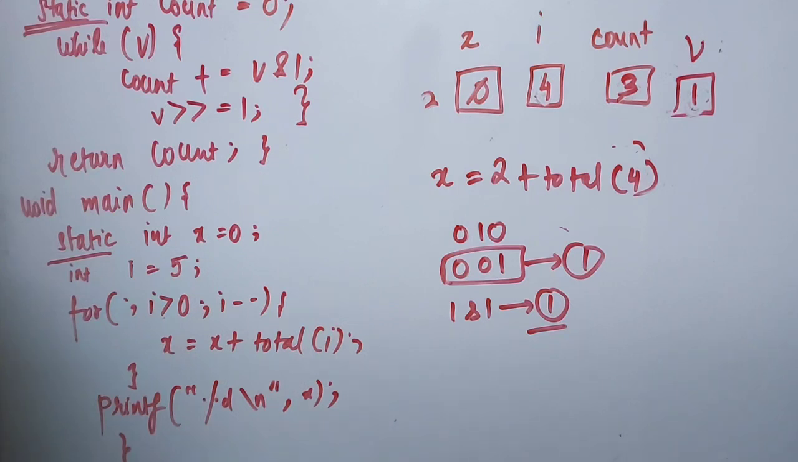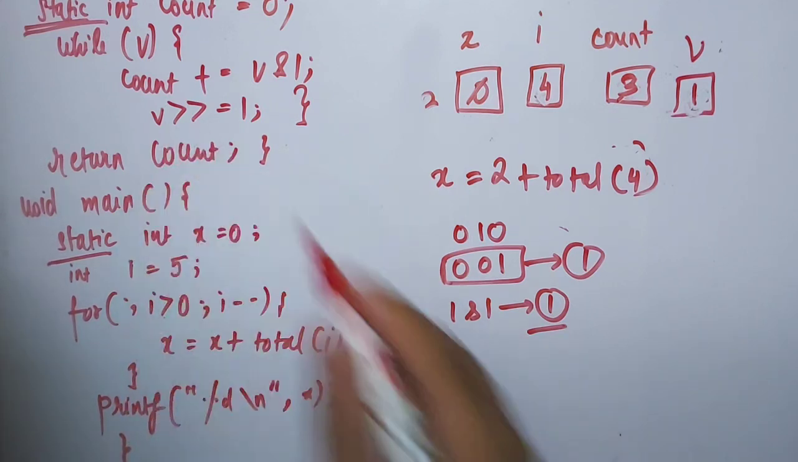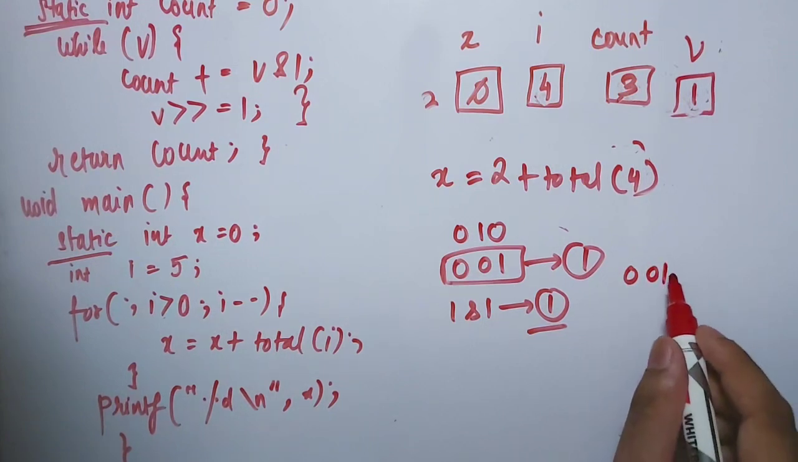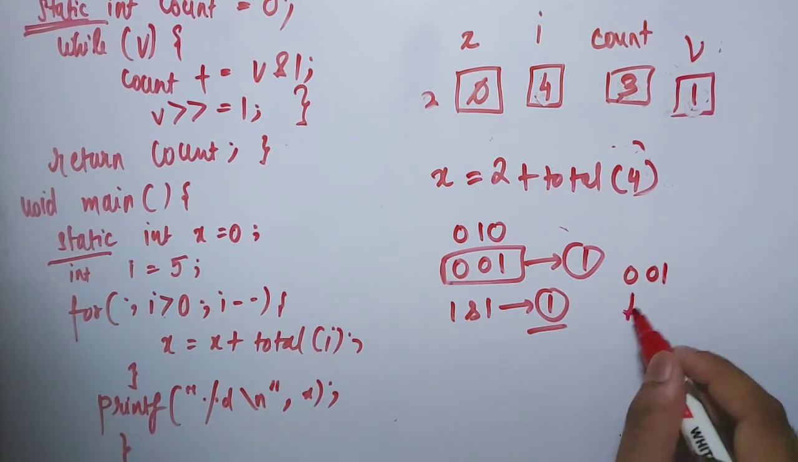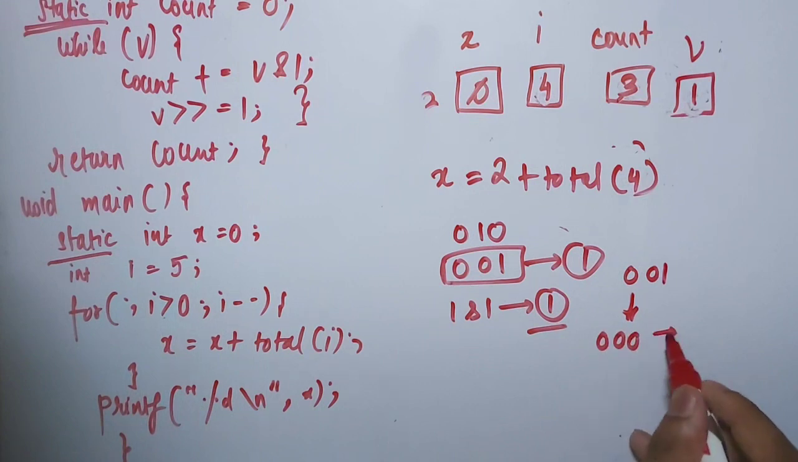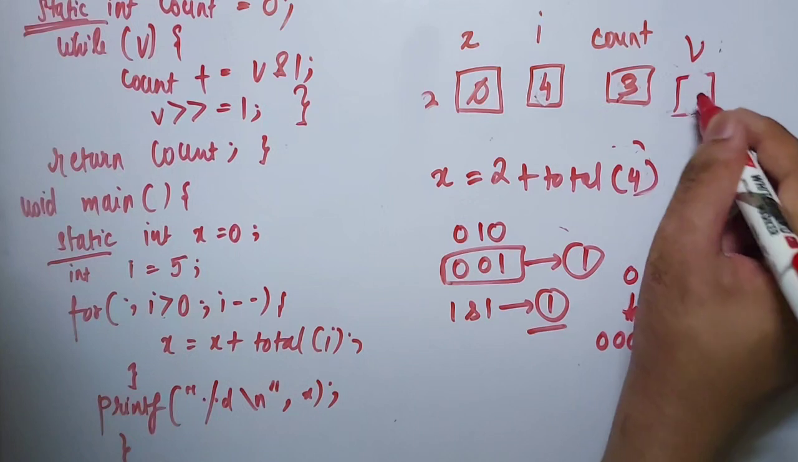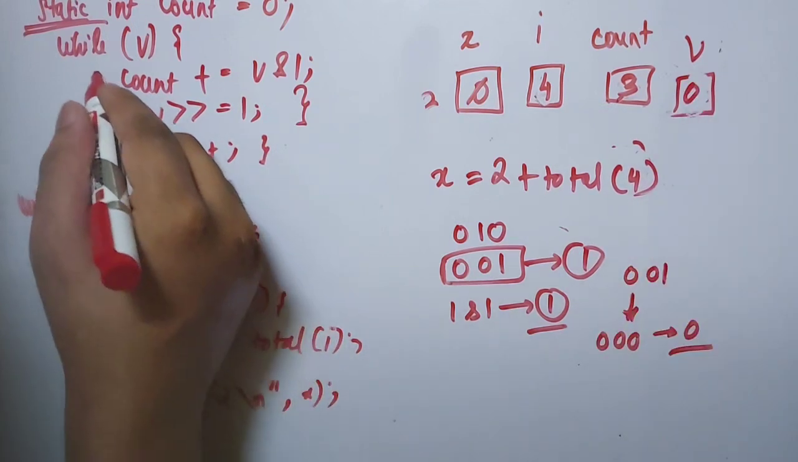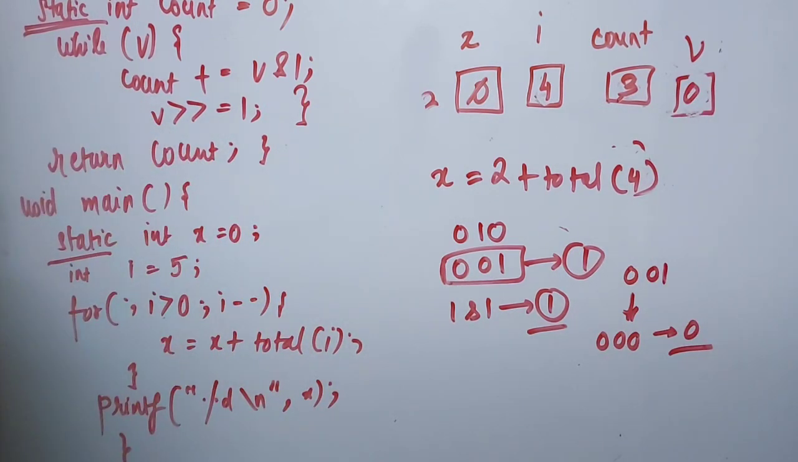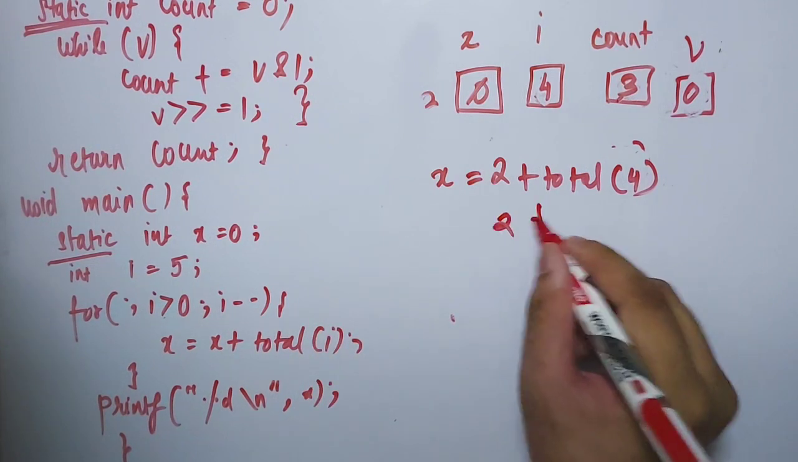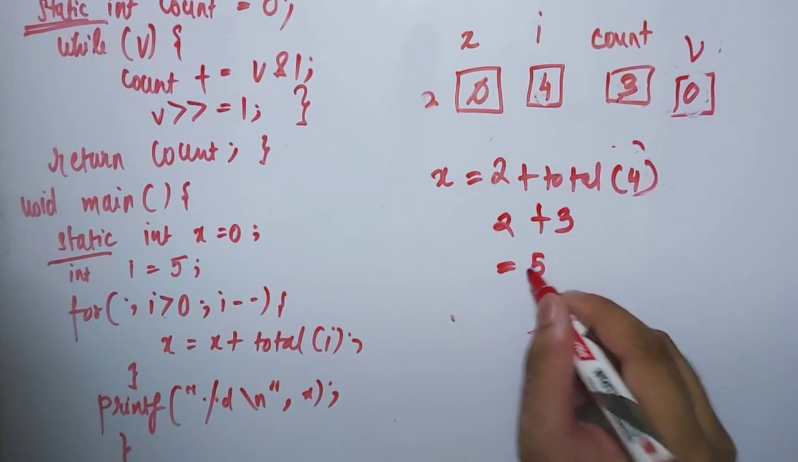Now see, they are right shifting 1. So 1 is 0 0 1. Now it will right shift, this bit gets discarded, so it will come out to be 0 0 0, whose decimal representation is 0. Now v gets value 0. So while of 0 is false, so it will come out of the while loop and return the value of count. Count gets value 3. So it will return 2 plus 3, which is 5.